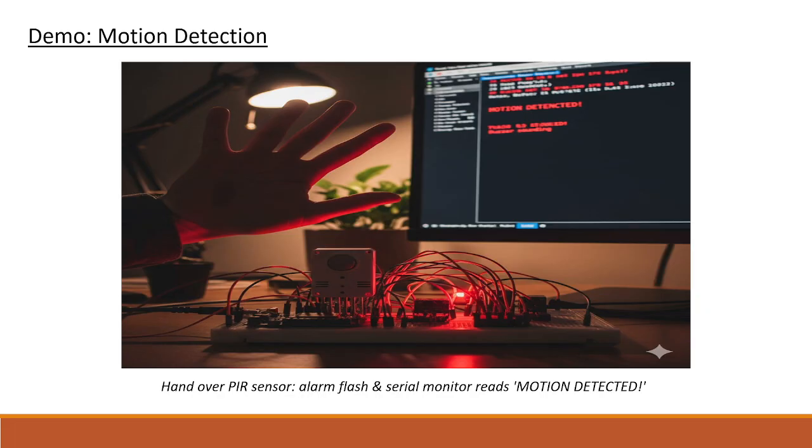Next is the motion detection. This visual captures the motion detection alert. When the PIR was triggered, the serial monitor instantly logged motion detected. The system simultaneously activated the local LED and the buzzer alerts, and the real-time status was immediately sent to the cloud, proving high responsiveness for security.